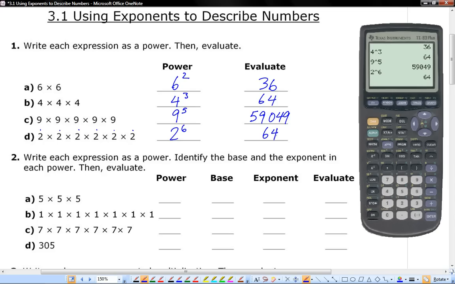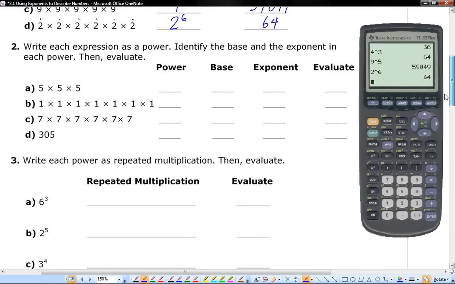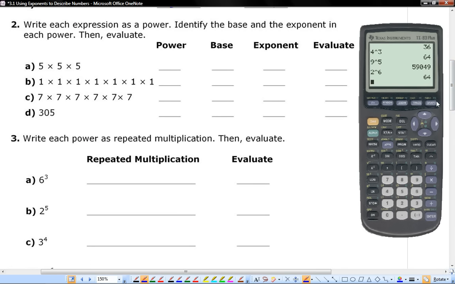So, a little bit of terminology here. For number 2, we're going to write each expression as a power, then identify the base and the exponent in each power, and then evaluate. So, for the first one, the power is 5 cubed, the base is 5, the exponent is 3, and 5 cubed is 125.